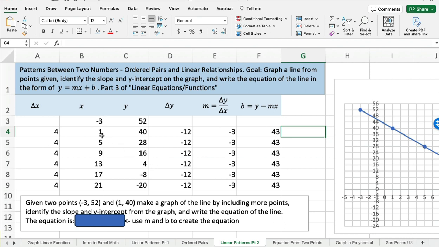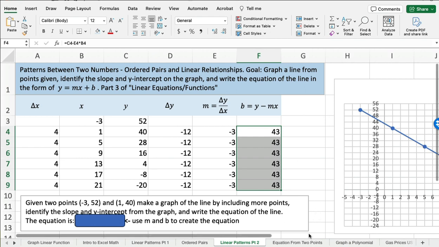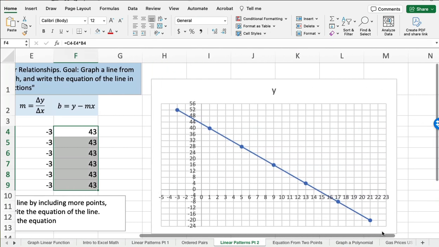So if you follow the directions from parts 1 and 2 correctly, you would have discovered that the delta x values are 4. So basically x is going up by 4 every single time. And our delta y values are -12. In other words, the y values are actually coming down. That means that our line is going to have a negative slope. It's -3, the slope m. And then the y-intercept of our line is +43.